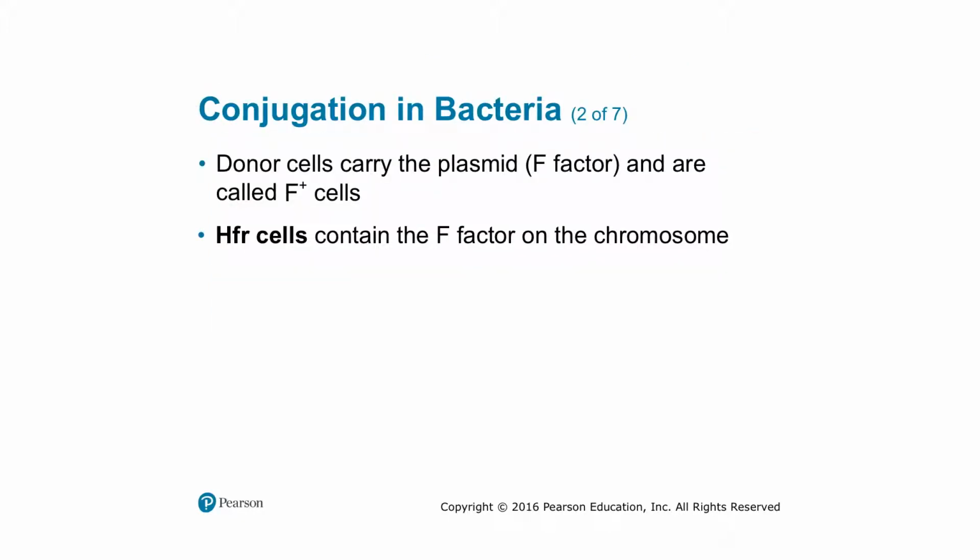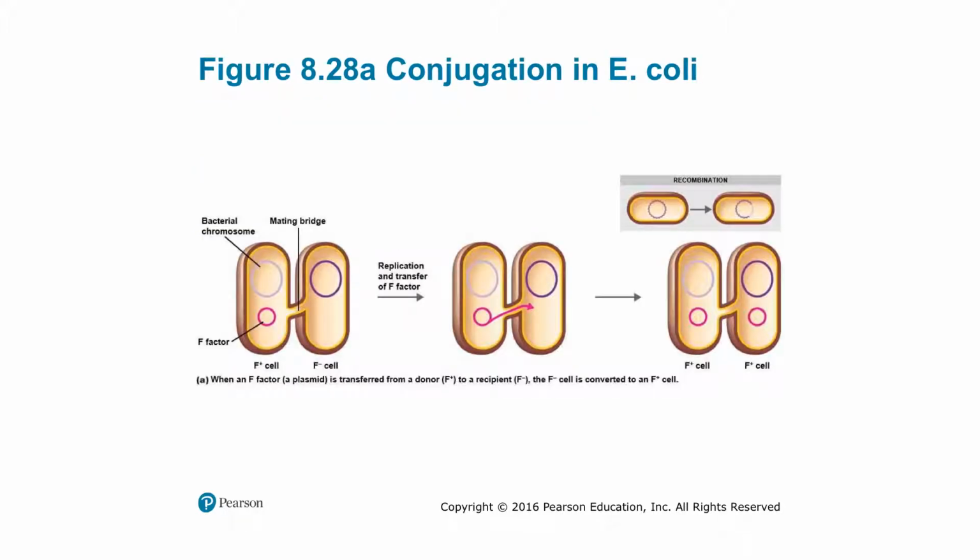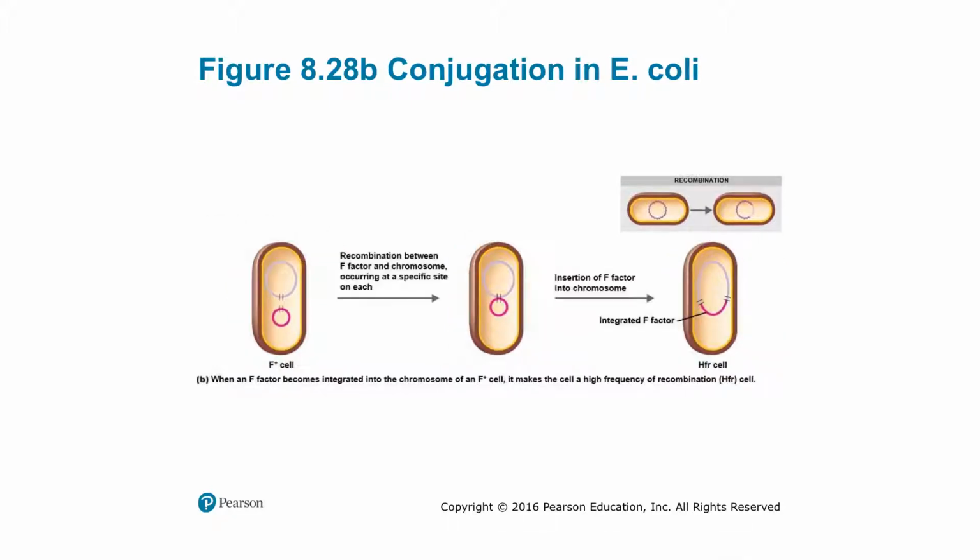The donors carry the plasmid, the F factor, and are called F positive cells. The Hfr cells contain the F factor on the chromosome. We get this mating bridge from the sex pili. The F factor is present in the F positive cell, and it goes over into the F negative cell, gets copied, and then they both have that particular gene. Then recombination occurs and it gets integrated into the genome.